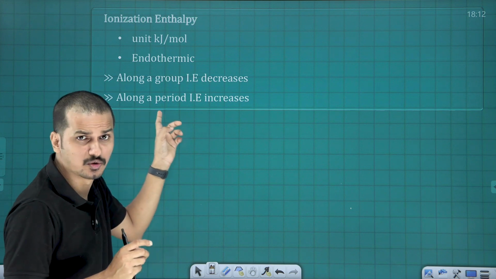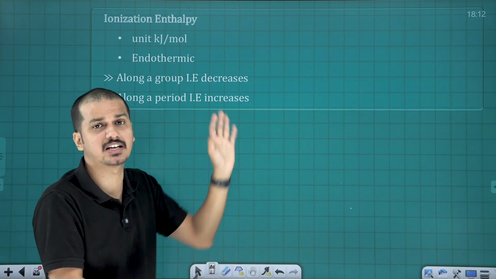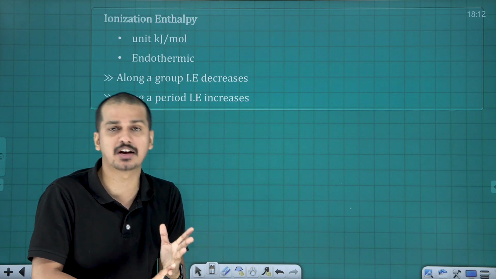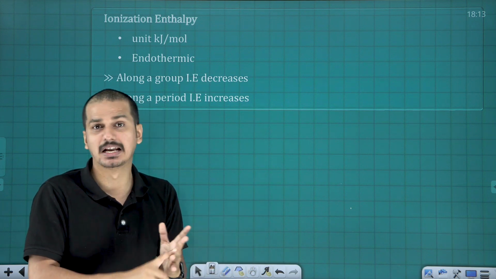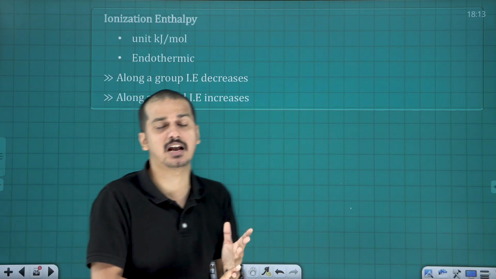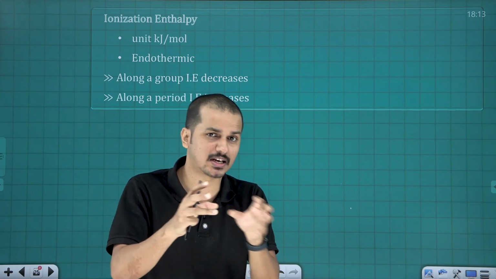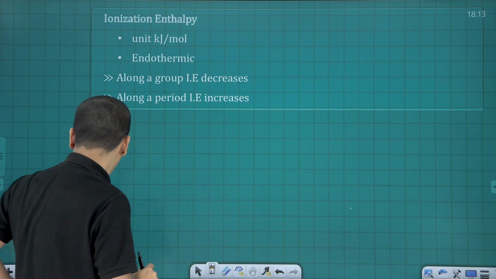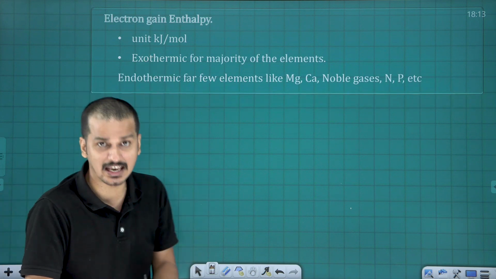And along a period, ionization enthalpy generally increases, but boron's ionization enthalpy is less than that of beryllium, as well as oxygen's ionization enthalpy is less than that of nitrogen, because of their electronic configuration and shielding effect. That idea you have to go through. That's very important.